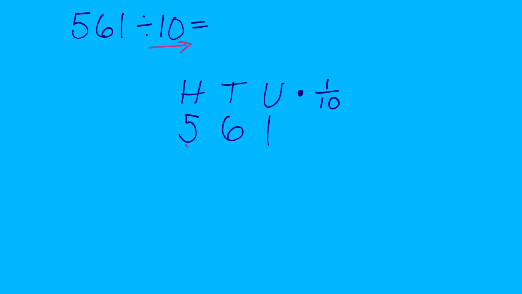So the 5 moves 1 place to here, the 6 moves 1 place to here. Now the 1, we can't get rid of it, it has to move. It's going to move 1 place to here, and I need to place my decimal point in. So 561 divided by 10 is 56.1. It's always really useful when you're dividing to actually draw the decimal point and the tenths column in your place value chart, just in case you might need it.